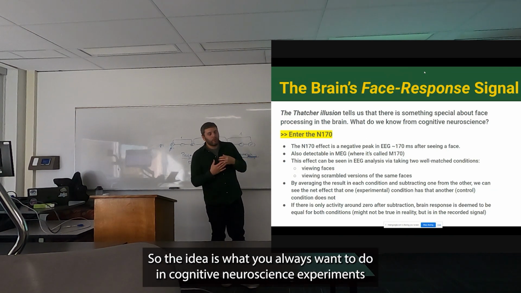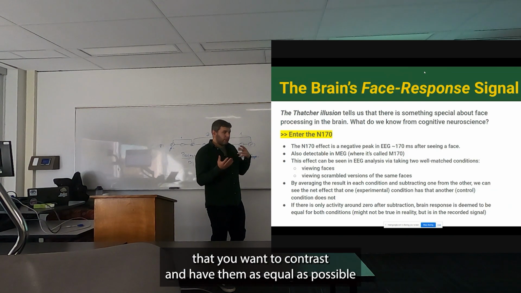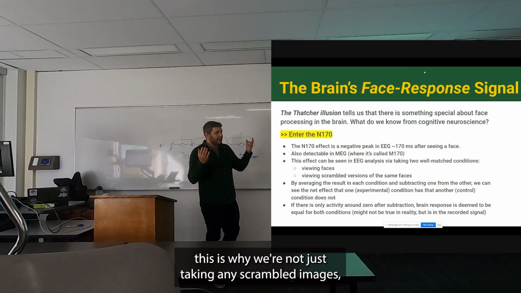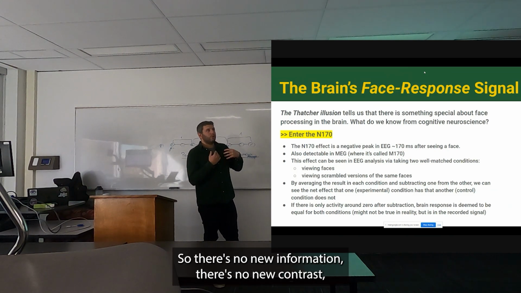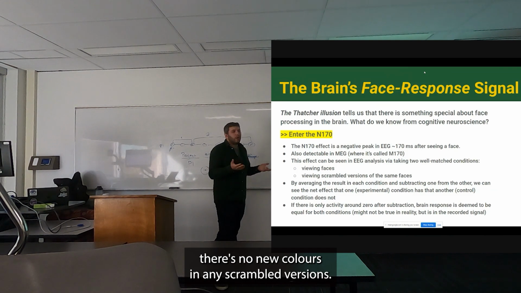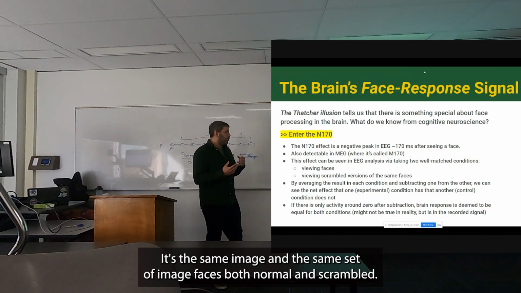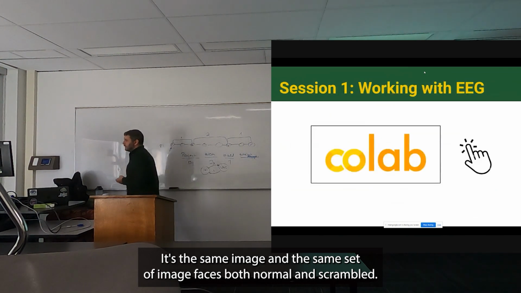So what you always want to do in cognitive neuroscience experiments is to find two conditions that you want to contrast and have them as equal as possible, and only manipulate the feature of interest. That's why we're not just taking any scrambled images, but the scrambled versions of the faces in the data set. So there's no new information, no new contrasts, no new colors. It's the same set of face images, but scrambled.